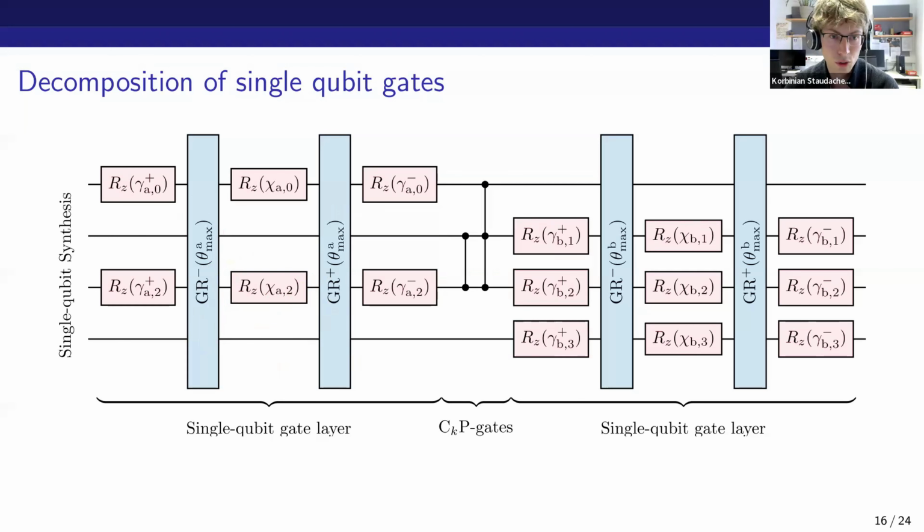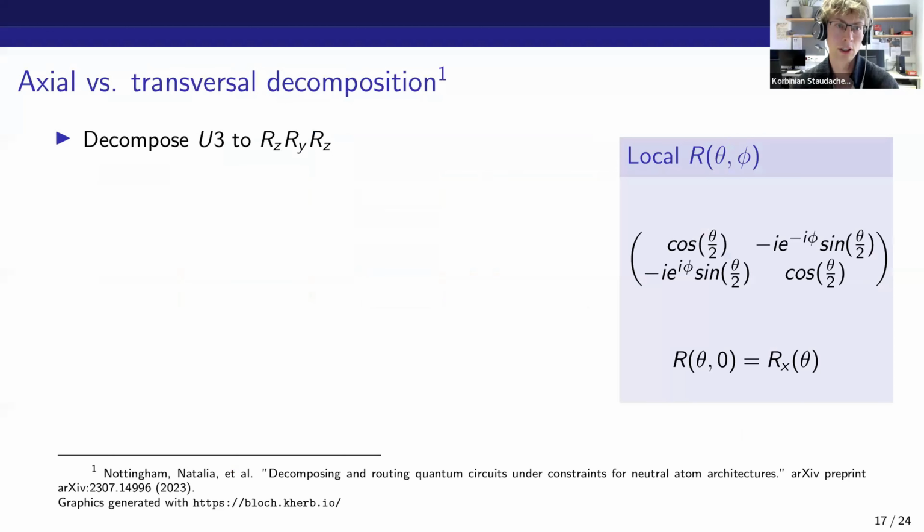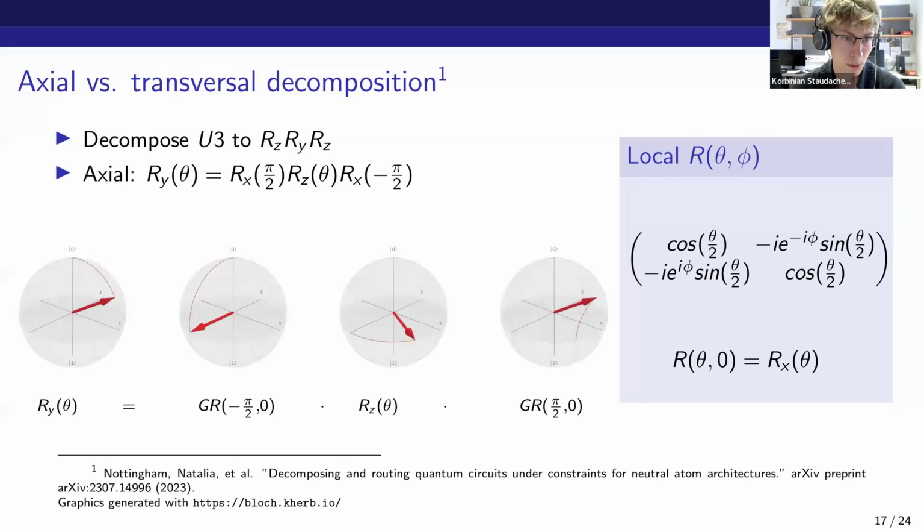And we use two different decomposition strategies here, which are from another paper, which is not by us, which also came out just recently, a year ago. They introduced this axial and transversal decomposition for addressing this problem. As a first step, we have arbitrary single qubit rotations, which we can decompose to RZ, RY, RZ. That's very standard. And then the RY itself gets decomposed like this in the axial decomposition.